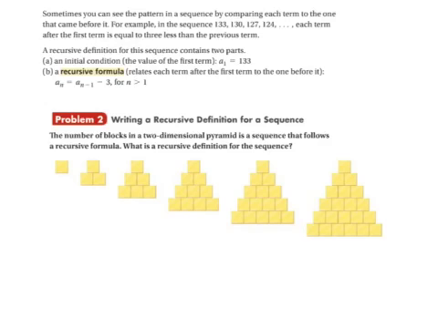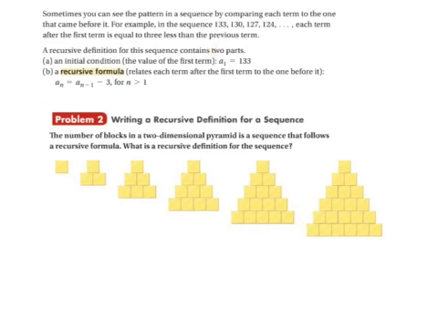Alright, so sometimes you can see the pattern in a sequence by comparing each term to the one that came before it. For example, in the sequence 133, 130, 127, 124, each term after the first term is equal to 3 less than the previous term. But in order to find the fourth term here, we would have to know what that previous term was so we can subtract 3 from it. So a recursive definition for this sequence contains 2 parts.